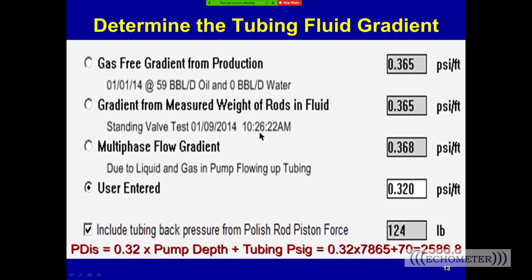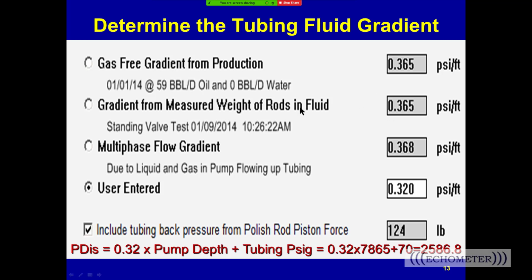All right, so the next step is to come up with the tubing fluid gradient. The easy calculation is based on the oil and water that are entered into the software, along with the oil and water gravities. We can calculate a gas-free tubing fluid gradient. But if the pump card shows gas interference, then it's almost certain that the tubing fluid gradient will be less than this, unless we have some other kind of issues about viscosity, which is probably unlikely.